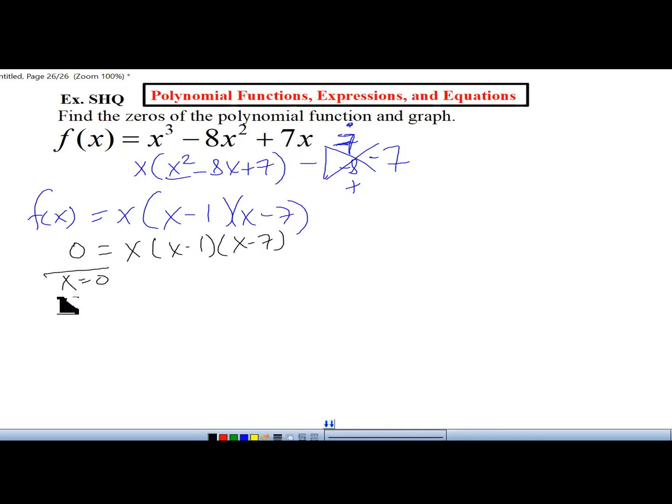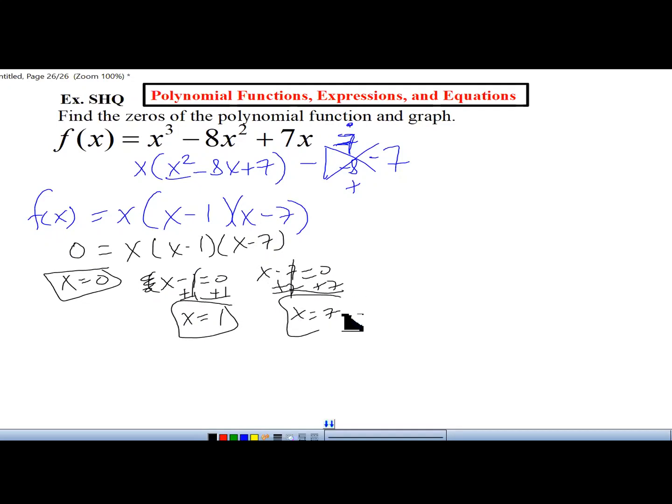X equal to 0. X minus 1 equal to 0. Why did I put this parenthesis there? Plus 1, plus 1. X equals 1. X minus 7 equal to 0. Plus 7, plus 7. X equals 7. So now that we have our x-intercepts, let's graph.